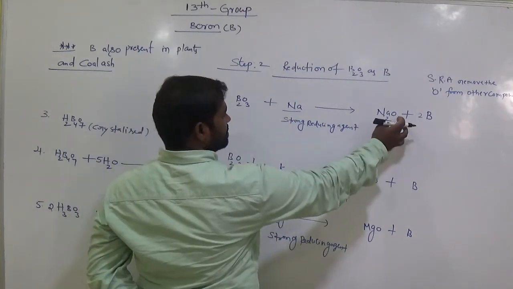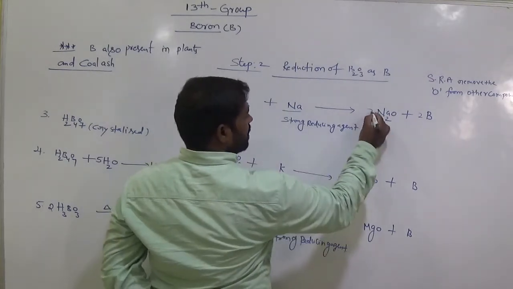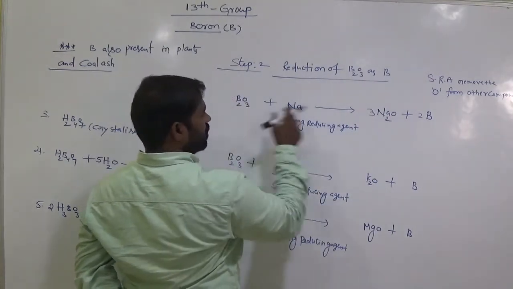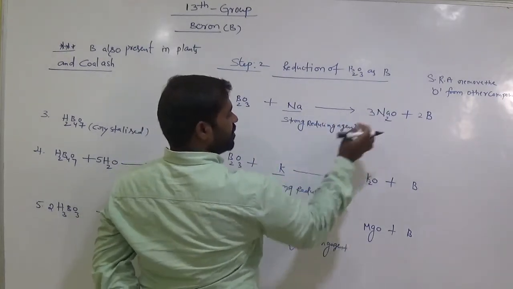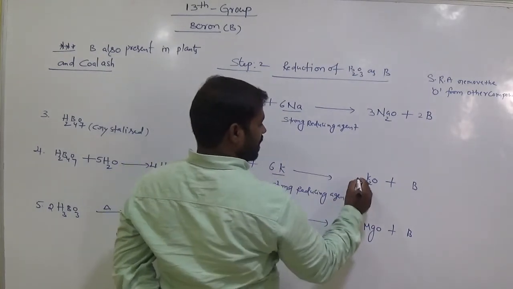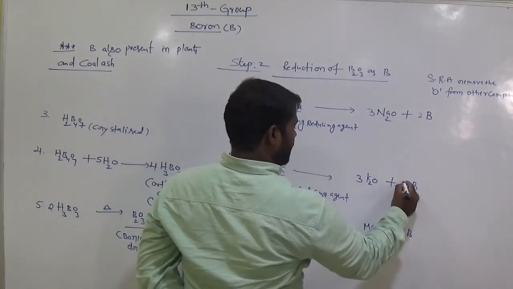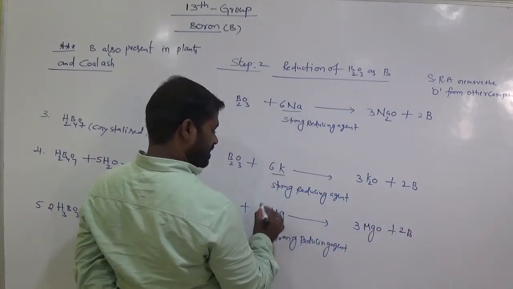Here how many oxygens? Here 3 oxygens. 2 borons, 3 oxygens, clear. And 3 times 2, just 6 sodiums. Right. 6 here and here also 6. And here also 3, and 2 borons, 2 here. And 3 magnesium and 3 magnesium.